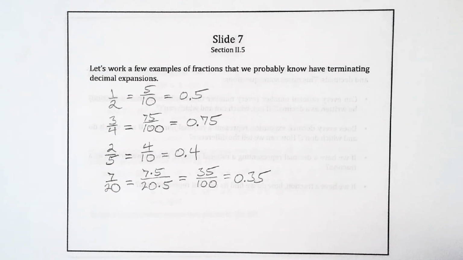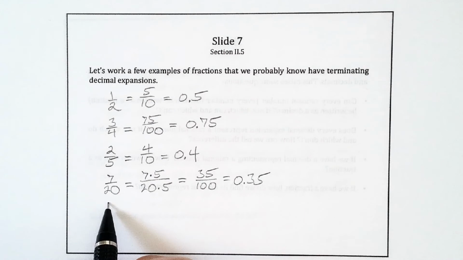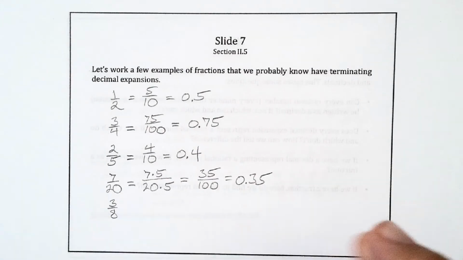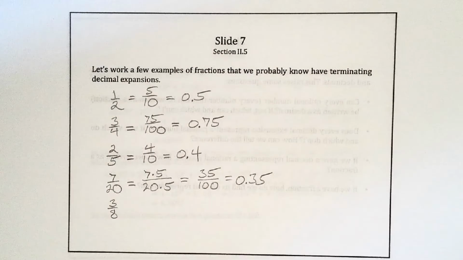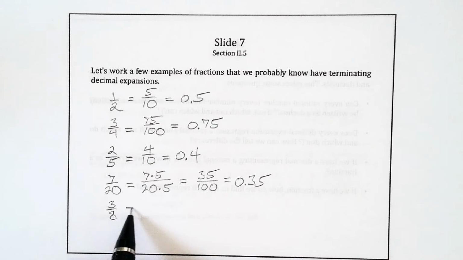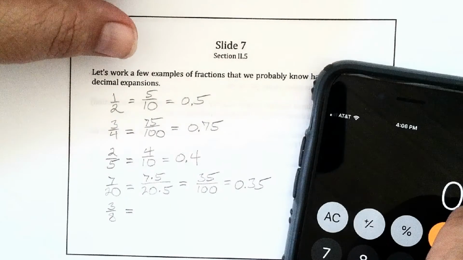Let's try another one. Let's try 3/8. So here, to expedite the work, I'm going to use my calculator a little bit. This is something that you could do equally well on paper, but we'll just agree that we're only going to use the calculator to test divisibility to shorten the work. I don't want to do 3 divided by 8 on the calculator. What I'm looking for is a power of 10 that 8 goes into. And I know that 8 does not go into 10.